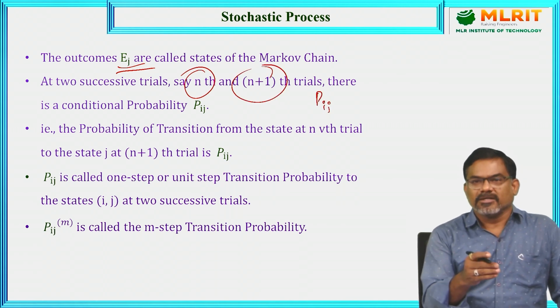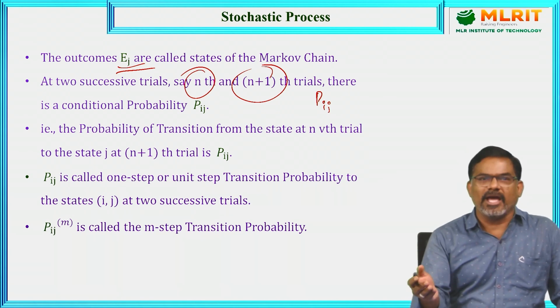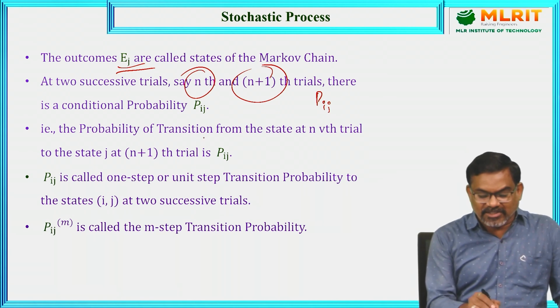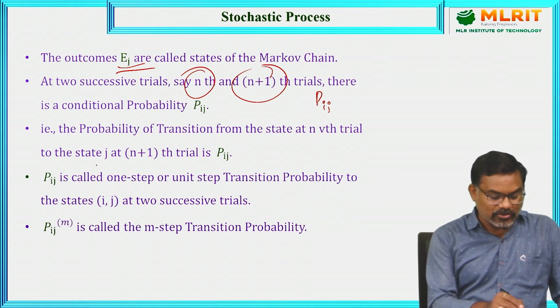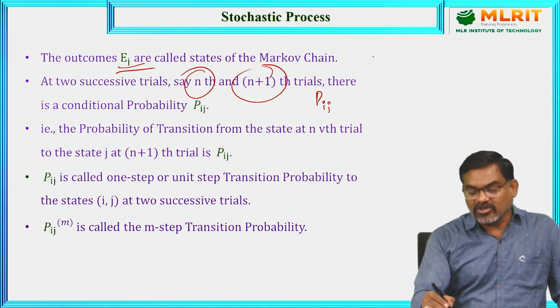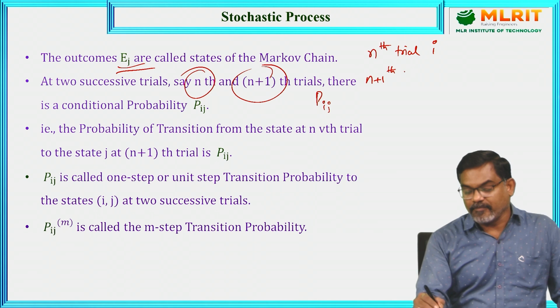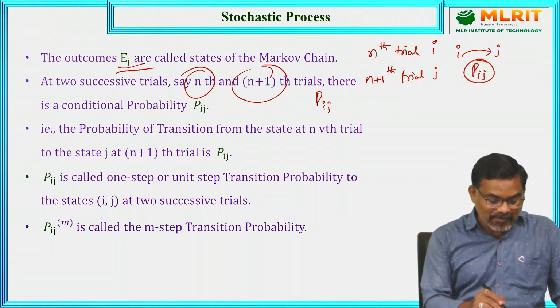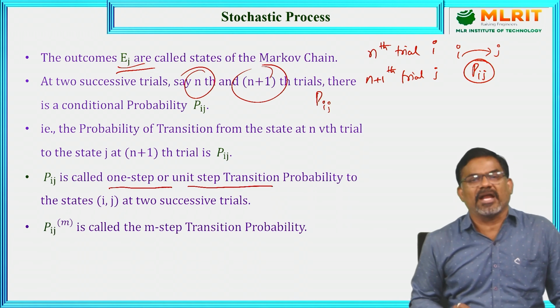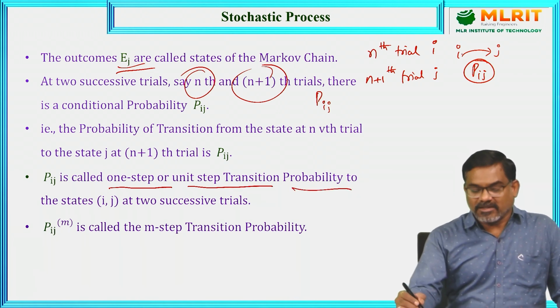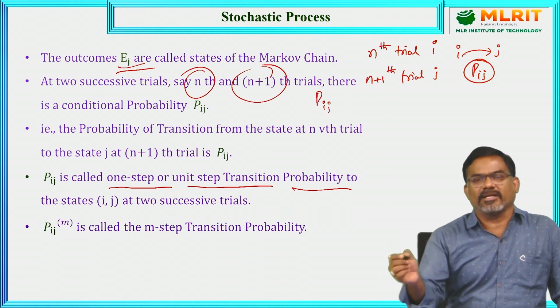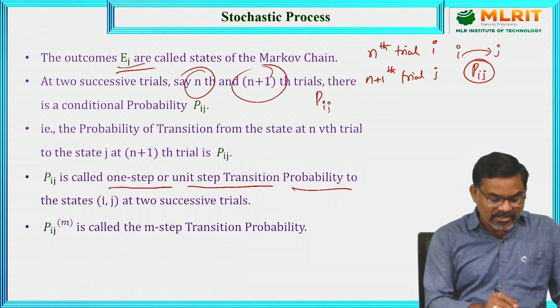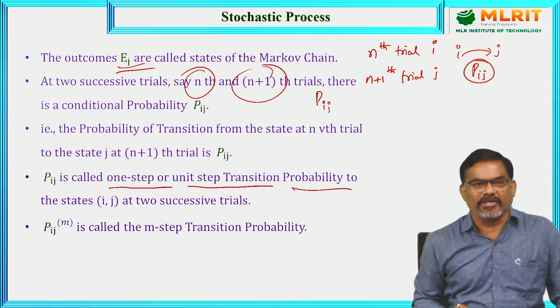Just now we discussed from Ei to Ej. So that is the probability of transition from the state at the nth trial to the state at the n plus 1th trial. In the nth trial, for example, the state is i, and in the n plus 1th trial, the state is j. From i to j, the probability is denoted by Pij, and that Pij is called the one step or unit step transition probability, because the transition is from one state to another state, only one step transition. So Pij is called the one step or unit step transition probability.